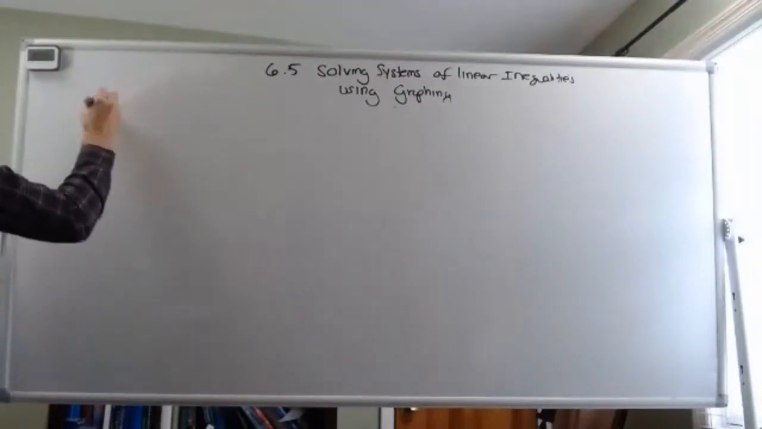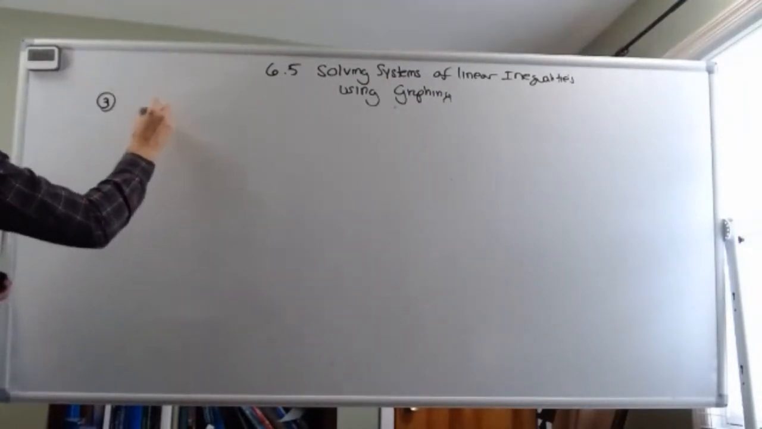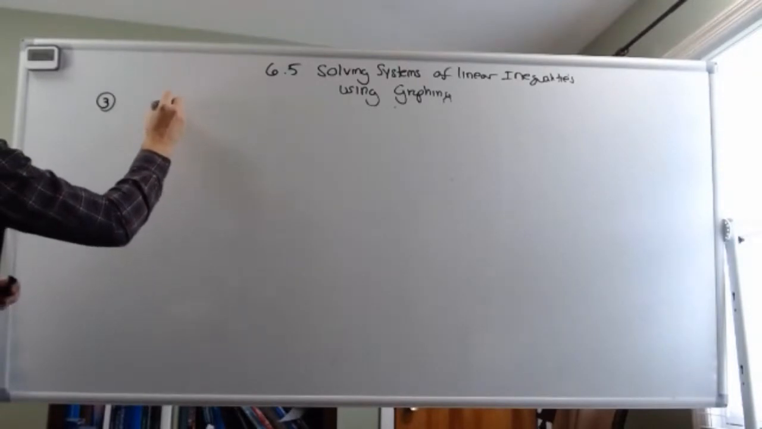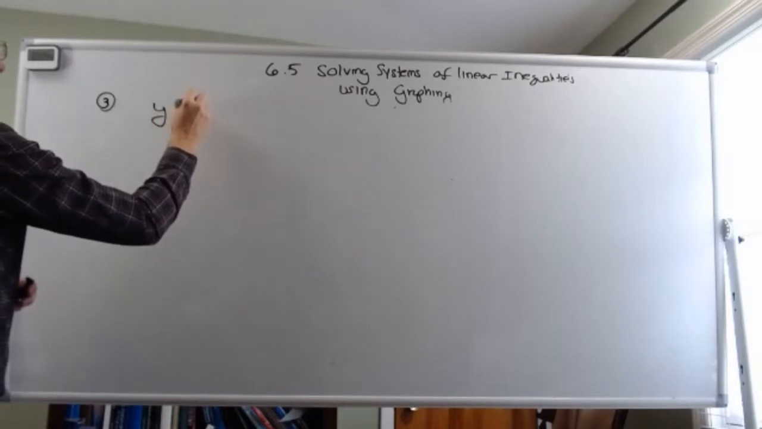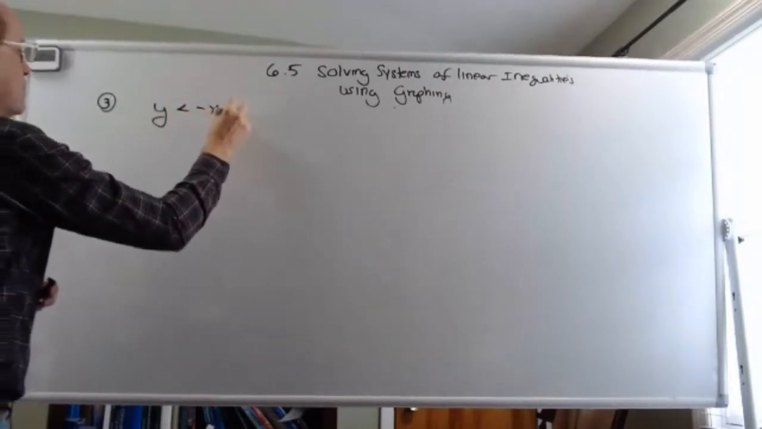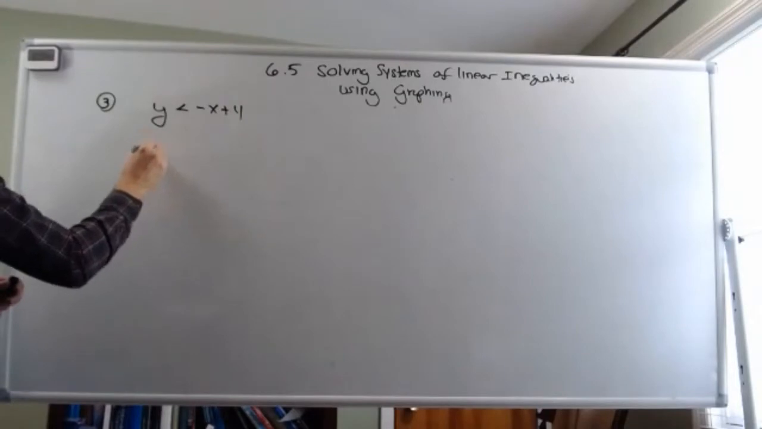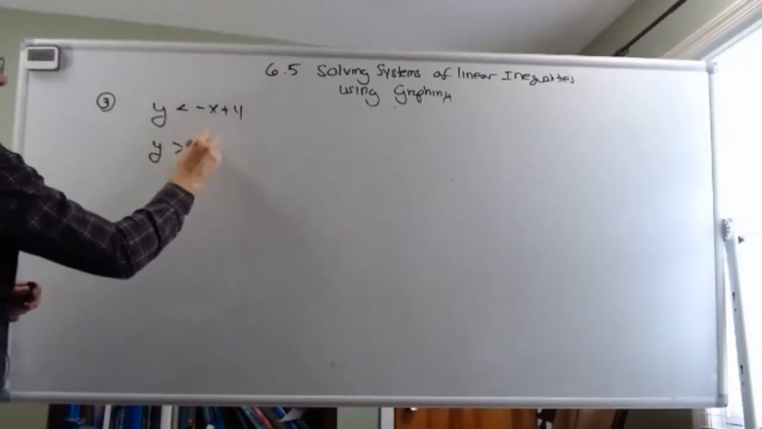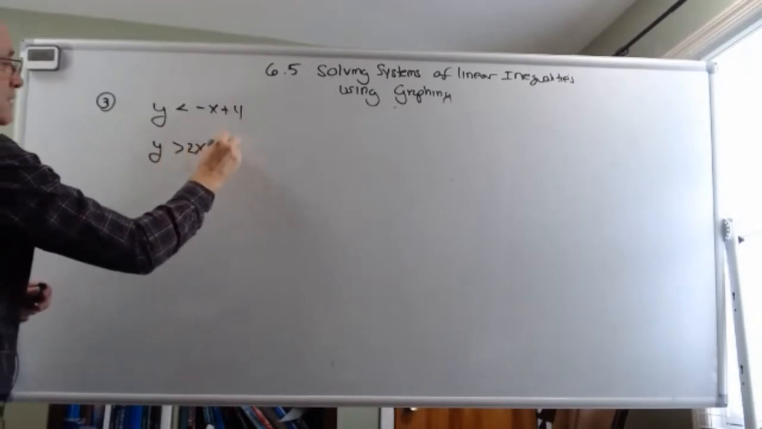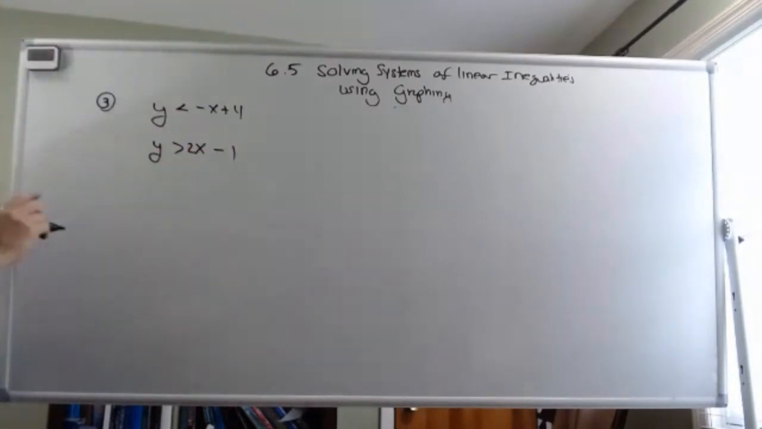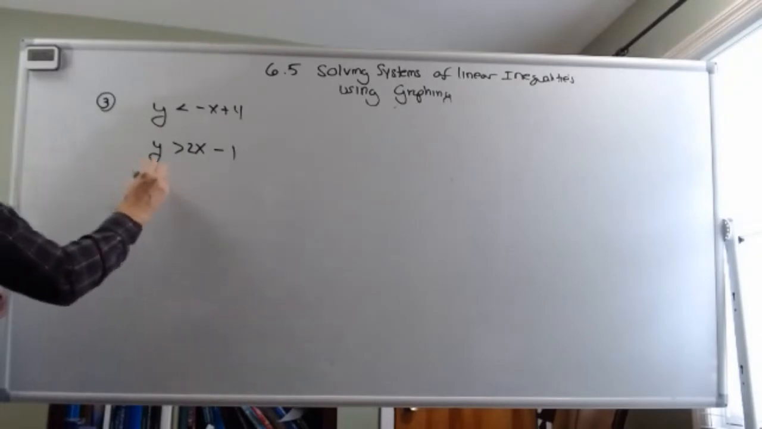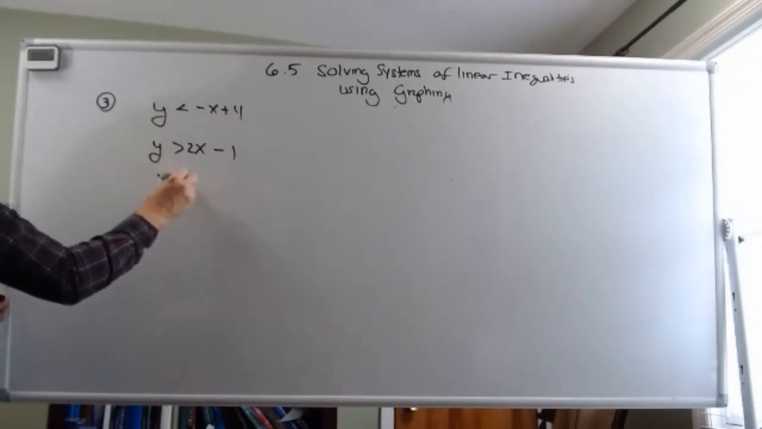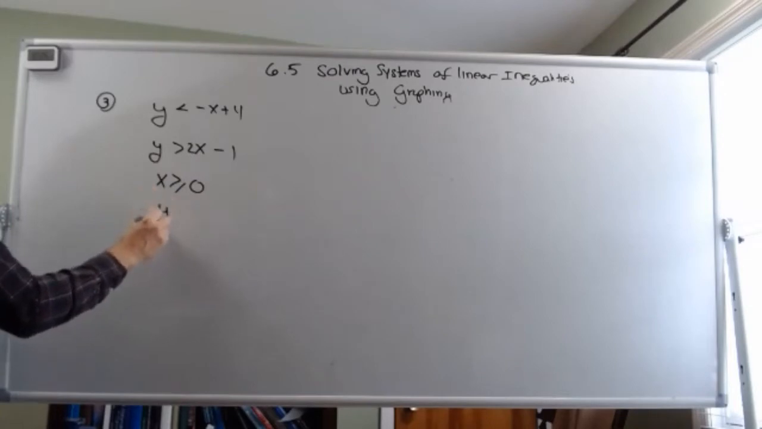Here's my third example. I'll do the y less than negative x plus 4, and y is greater than 2x minus 1. And then I might have these two other equations. I might say x is greater than or equal to 0, and y is greater than or equal to 0.